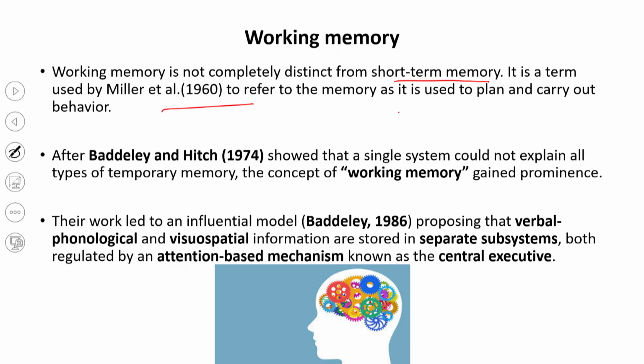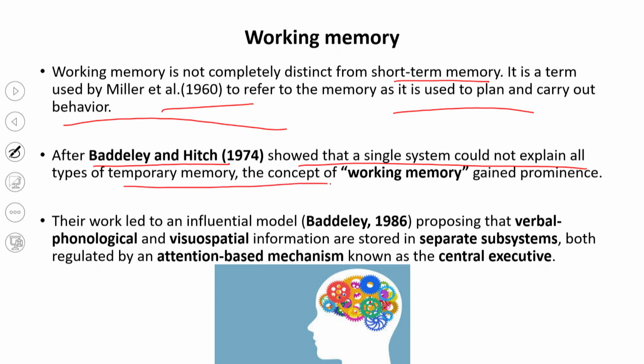In 1960, the term was used to refer to memory as it is used to plan and carry out a behavior. Now, after Baddeley and Hitch in 1974 showed that a single system could not explain all types of temporary memory, the concept of working memory gained prominence.